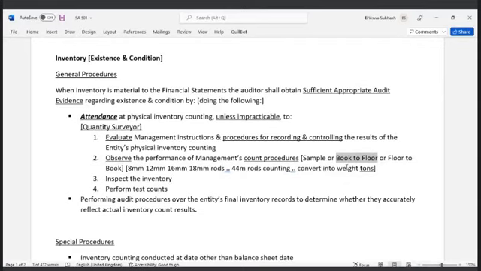You ask what is there, they will show you, and you just note it down as verified. That's all. That is book to floor. And then floor to book is, you go with a pen and paper, note down everything that is there on the floor, and then come back and check with the books. You will then check what is accounted as inventory in the books. That is floor to book.